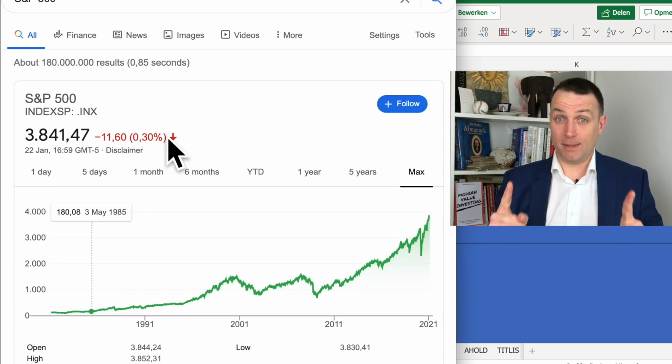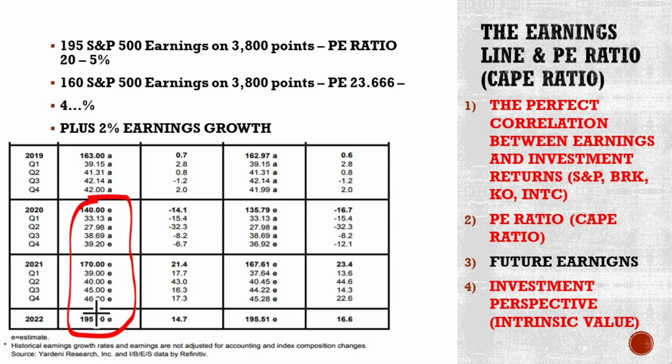The only problem is that usually these estimates are always too exuberant, because analysts were expecting the same earnings as in 2022 already in 2020. This 163 had to go to 190. It didn't happen. So always be careful with these exuberant analysts' expectations. But the key is that future earnings are what matter.